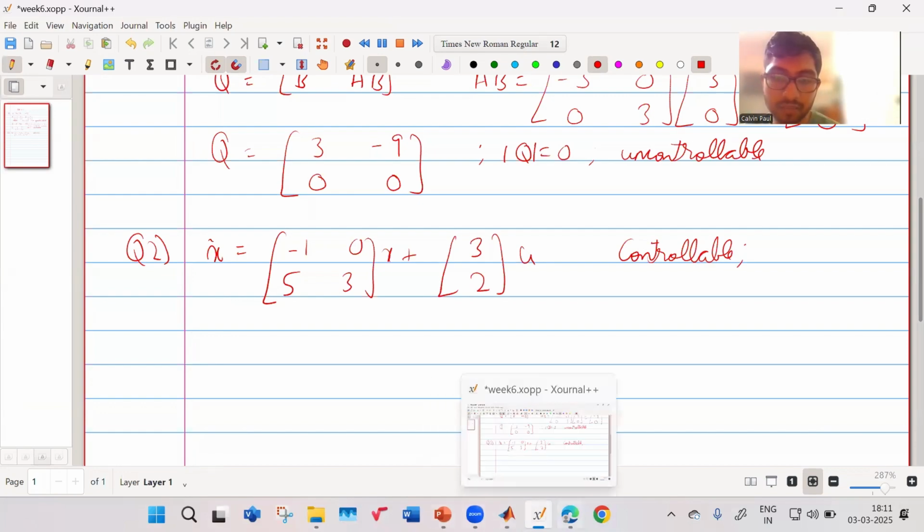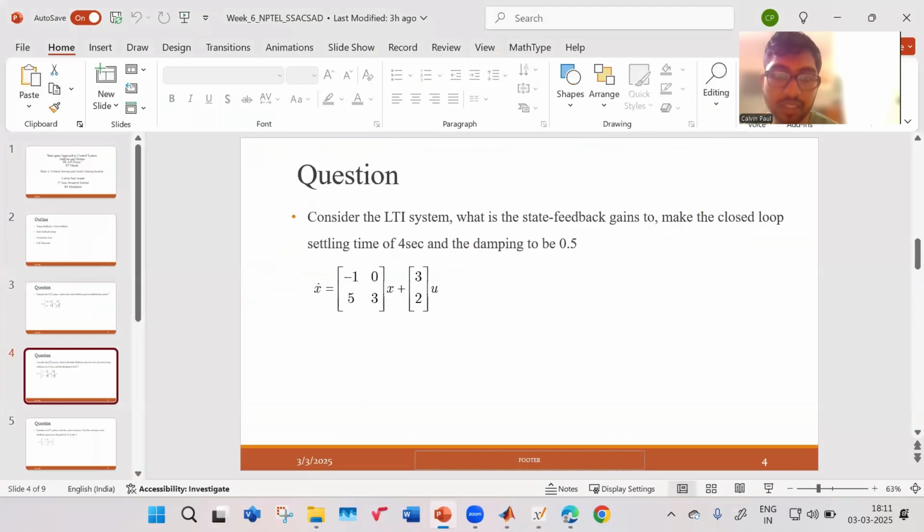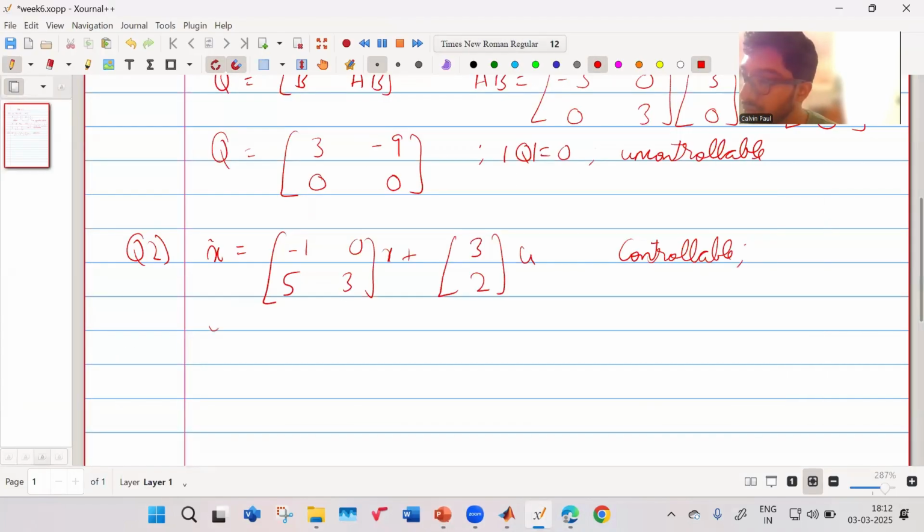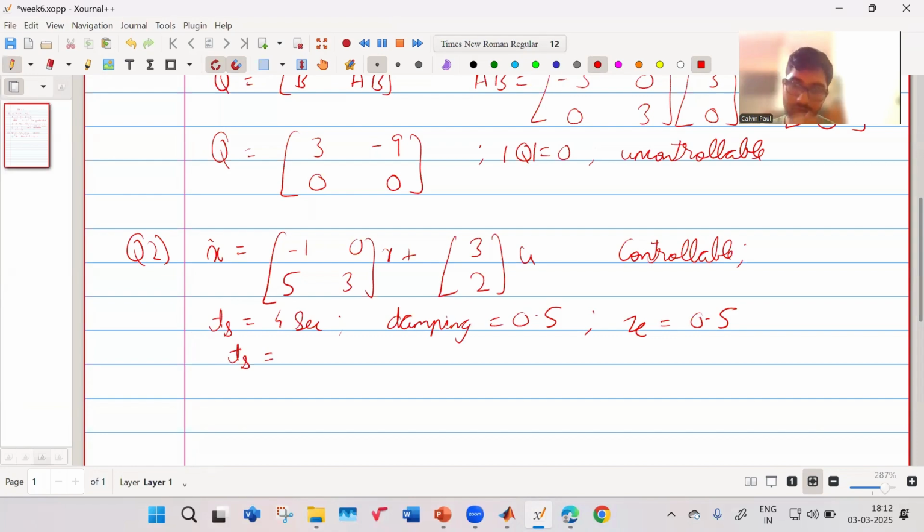So what's my question? Saying that I want settling time of 4 seconds and damping to be 0.5. Okay, settling time should be 4 seconds and damping will be 0.5. So damping 0.5 usually means the damping constant 0.5. Okay, and what is the formula for settling time? For a second order system, what is the formula for settling time?